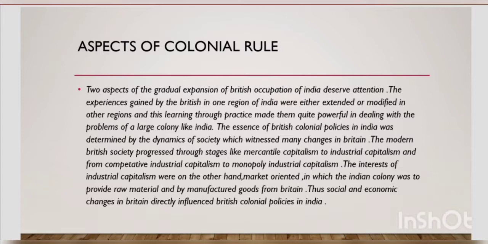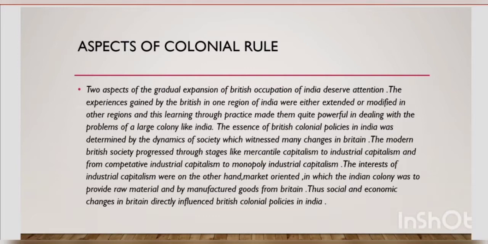There are two aspects for colonial rule in India. The first aspect is that Britishers, after attaining superiority or control over India, learned about the regions of India, and learning practice made the process of expansion easy for them.